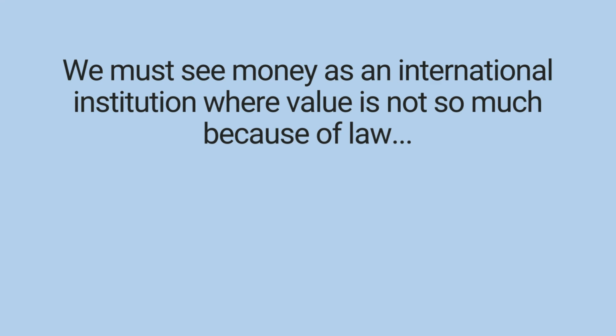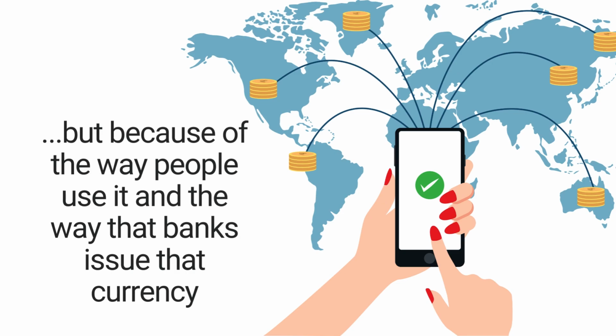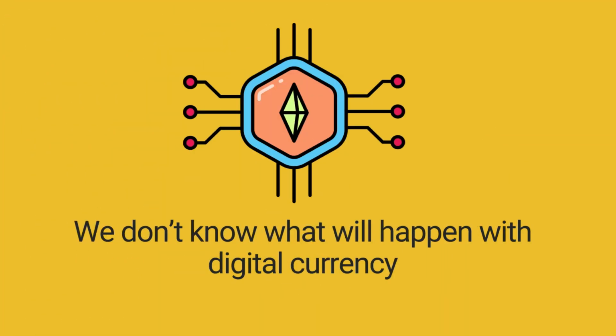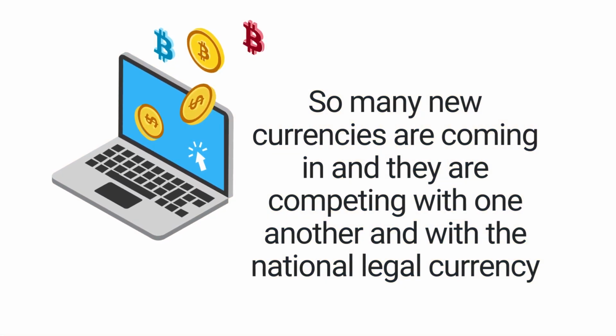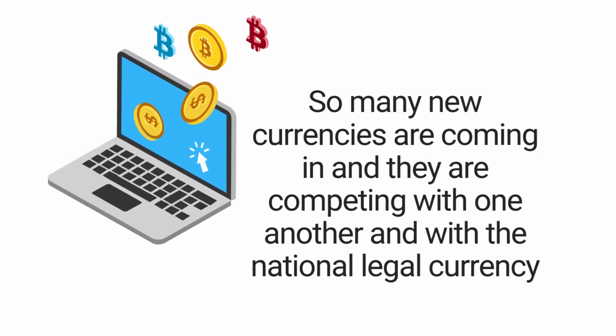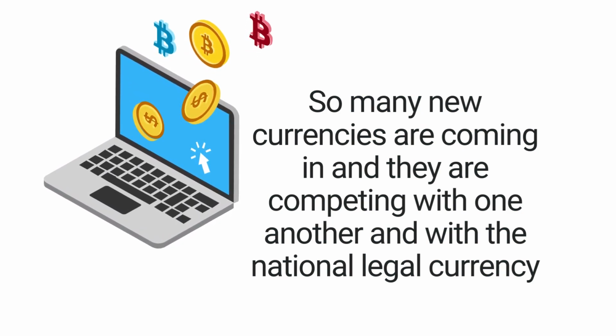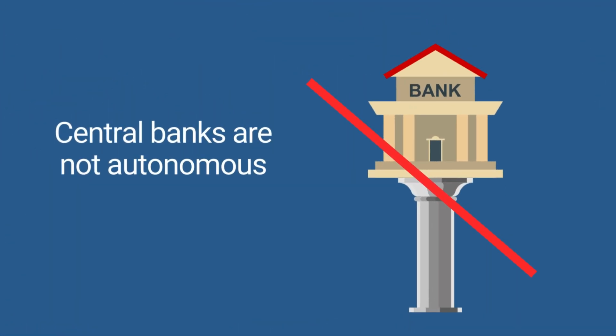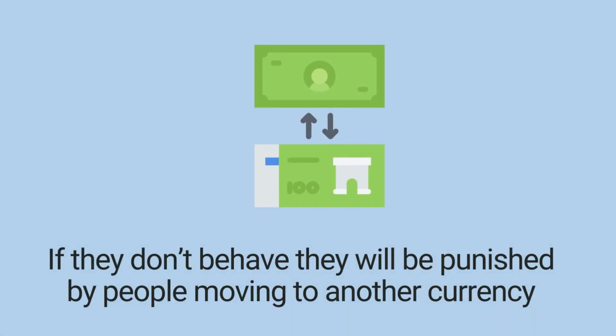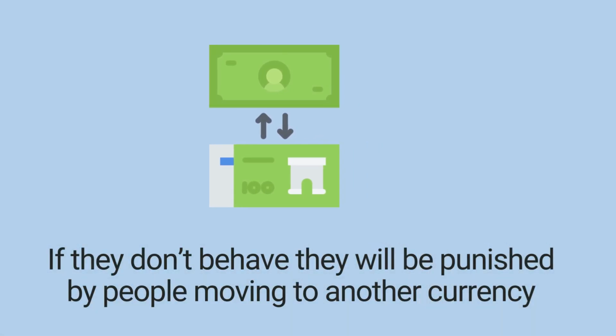We must see money as an international institution where value is not so much because of law, but because of the way people use it and the way that banks issue that currency. We don't know what will happen with digital currency. So many new currencies are coming in, and they are competing with one another and with the national legal currencies. Central banks are not autonomous. They have to behave, and if they don't behave, they'll be punished by people moving to another currency.